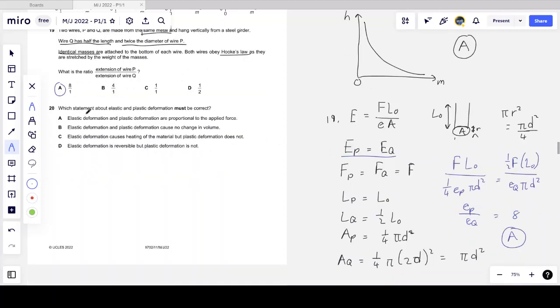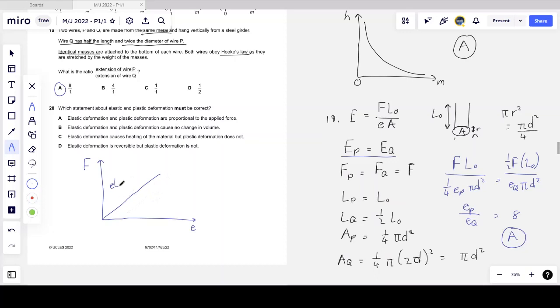Okay, question 20 says, which statement about elastic and plastic deformation must be correct? I'm just going to quickly draw a graph that represents what Hooke's law tells us up until a point. If I look at the force applied to a solid object, the object obeys Hooke's law up until a point. And so if I increase the extension, if I pull a spring apart by applying a greater and greater force, then the extension is directly proportional to the force.